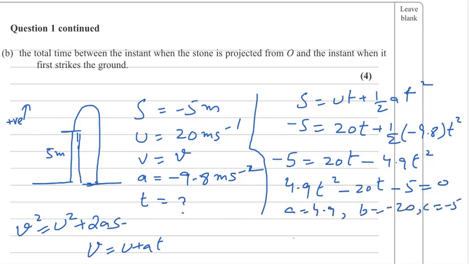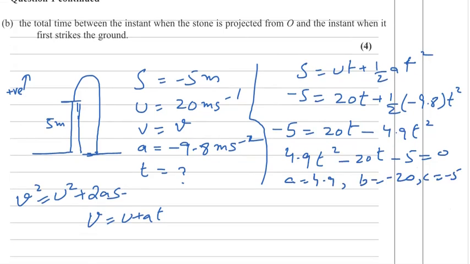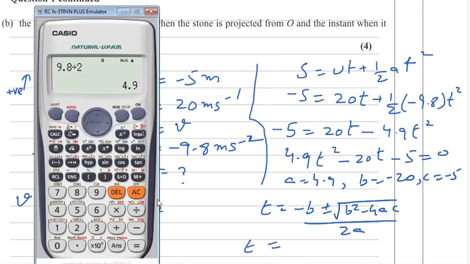So you can use the quadratic formula, or I will use the calculator here. If you use the quadratic formula, t will be equal to minus b plus minus square root of b square minus 4ac over 2a. So I'm using the calculator directly. How will I find it? I will go to the mode button, equation, and then the quadratic mode. The value of a is 4.9, value of b is minus 20, and the value of c is minus 5.